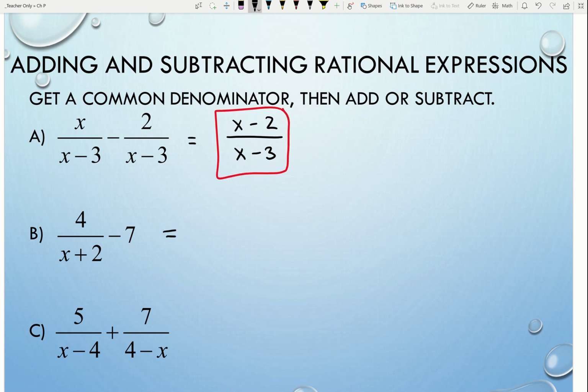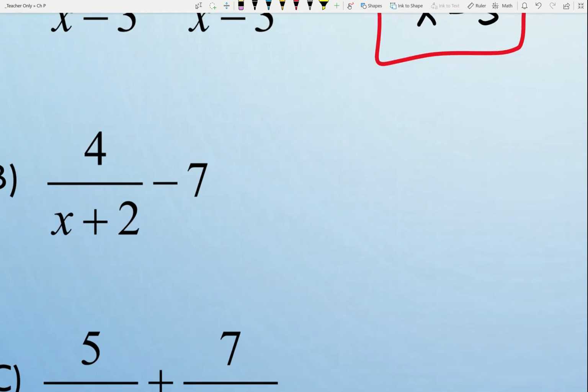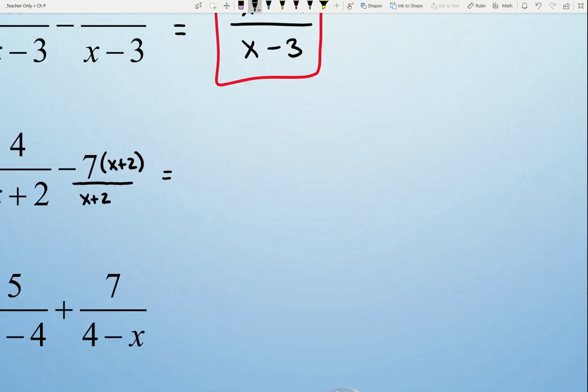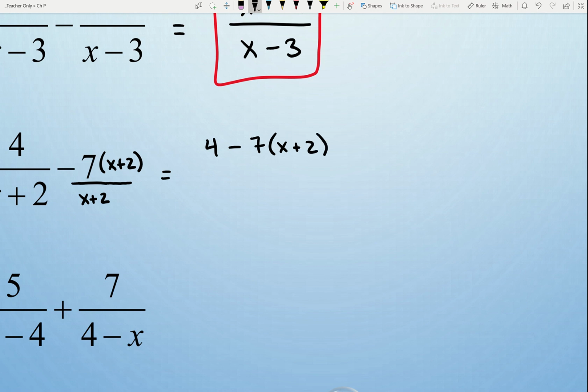Not too shabby. For this next one, we are taking the rational expression 4 over x plus 2, and we're trying to take away 7. Well, we know we can't really combine these unless this 7 had a denominator of x plus 2. But if I introduce that to the bottom, I'm also going to have to introduce that to the top. So I'm going to have to multiply the top also by x plus 2. Okay, and so we have a common denominator now, and so what we can go ahead and write here is simply 4 minus 7 times x plus 2 all over x plus 2.